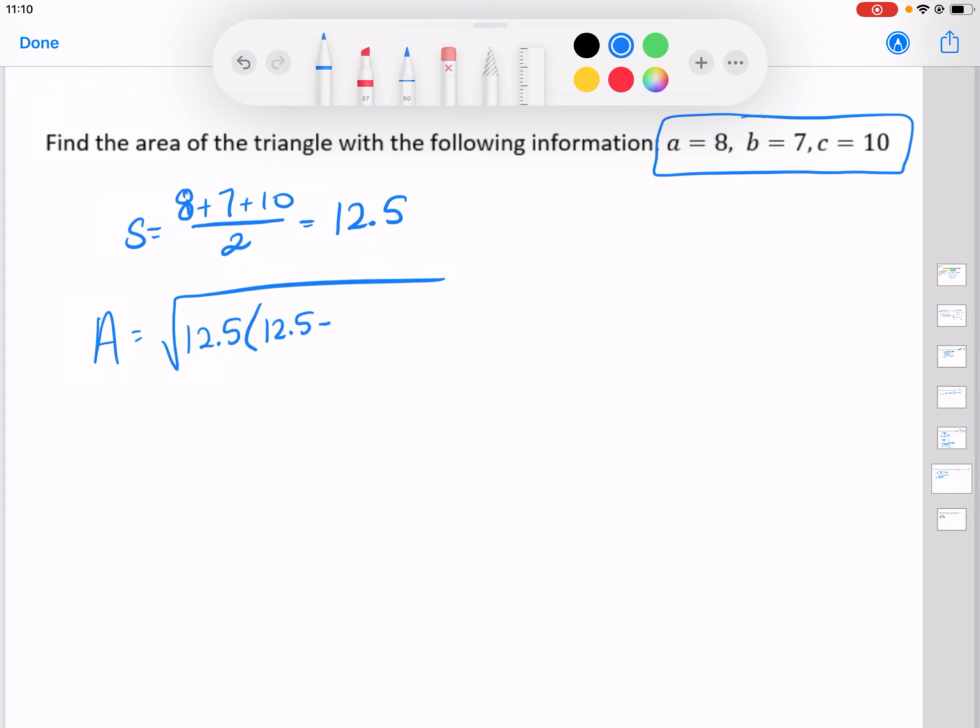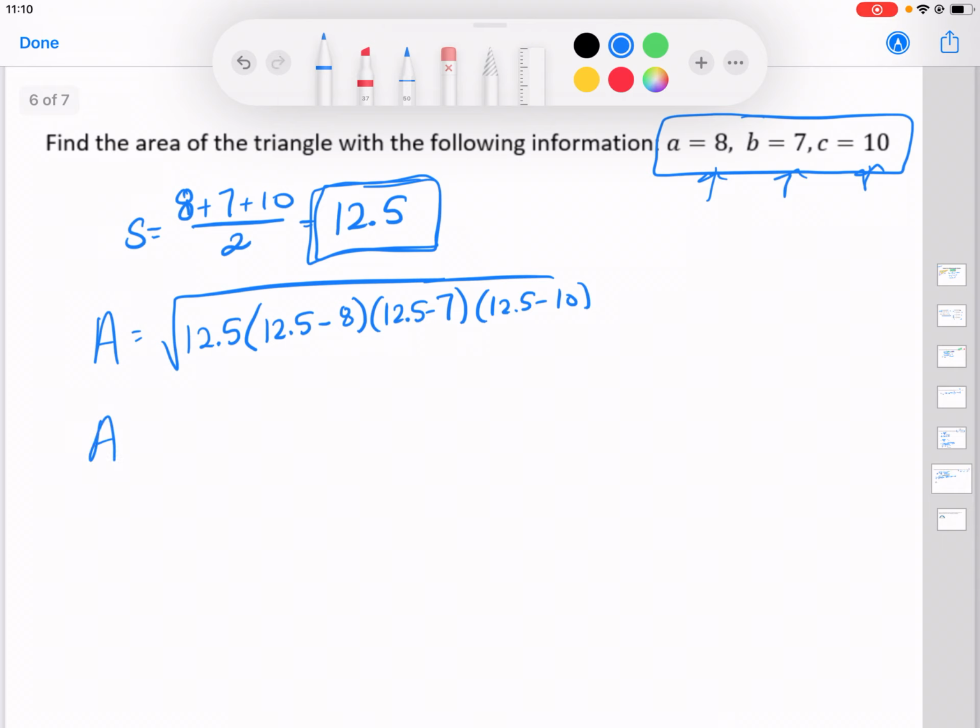Just so you know, the S value should always be bigger than every single one of these sides. If not, you're actually going to get a domain error, and it just means that you've typed something in wrong. I have not already previously typed this in, so let me go ahead and type this in. And I get 27.81 square units. And that's how that works.